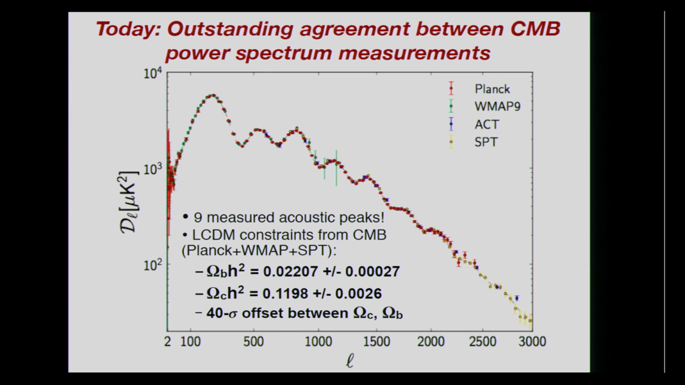This is the picture today, where we have an extremely precise measurement of the CMB temperature power spectrum. When you combine the latest measurements from Planck, WMAP, ACT, and SPT, you can see that we're measuring 9 acoustic peaks in the primordial CMB temperature power spectrum. If you fit a 6-parameter lambda CDM model to this, it fits extremely well over this entire angular range. From the CMB alone, we get very precise constraints on the baryon and matter densities. And this is something Mike Turner brought up earlier this week, how there's a 40 sigma offset between the baryon fraction and the matter fraction inferred from the CMB power spectrum measurements.